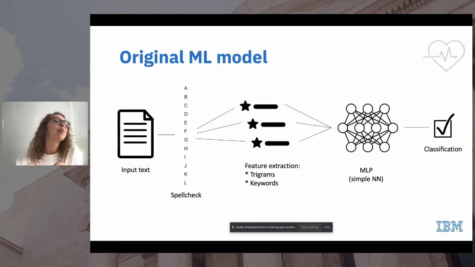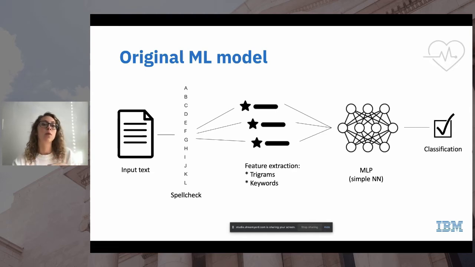So the original model that we tried out, we had the input text, we put it through the spell check layer, like I mentioned. Then we extracted some features. We extracted keywords, specific names of illnesses, organs, body parts. And then we also extracted trigrams. In this case, trigrams refers to groups of 3 characters. So for the word trigrams, it would be TRI, RIG, IGR.